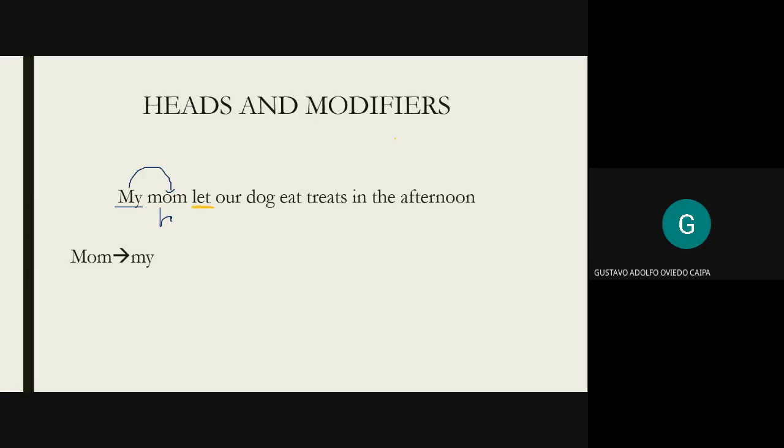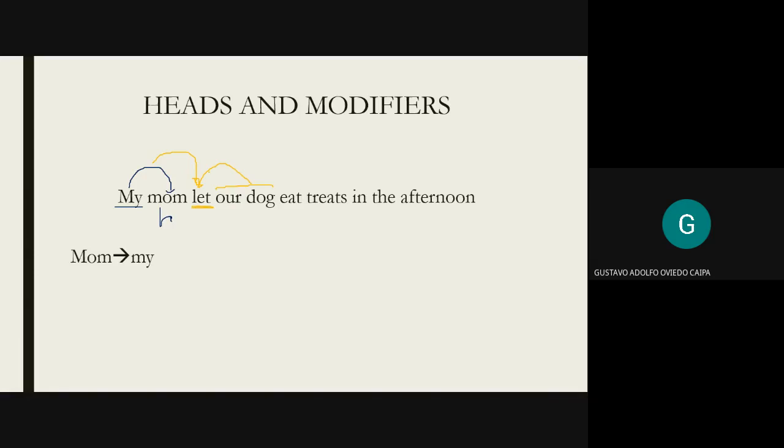Okay, our dog, that's correct. So these two things are given information about let. What else? My mom, yes, that's correct. Given information about let. What else? Let what?